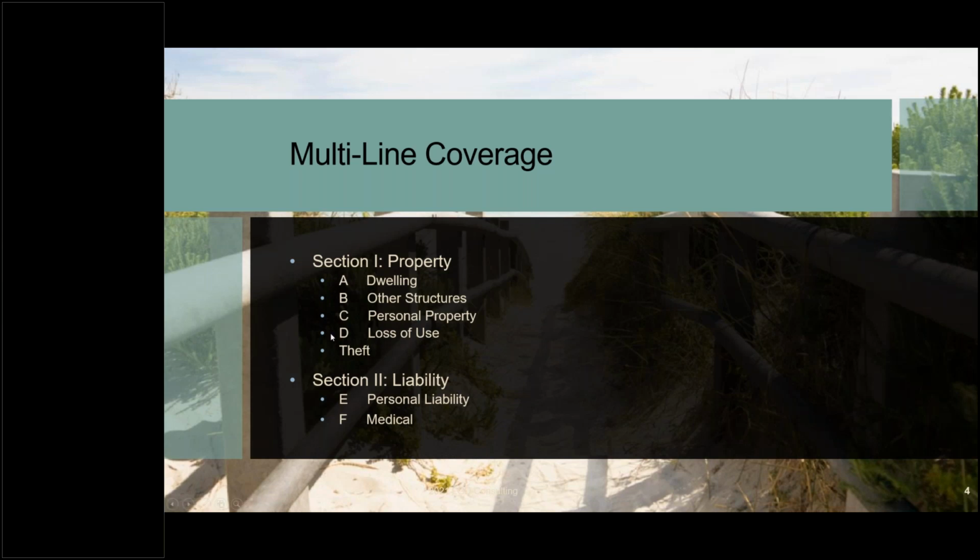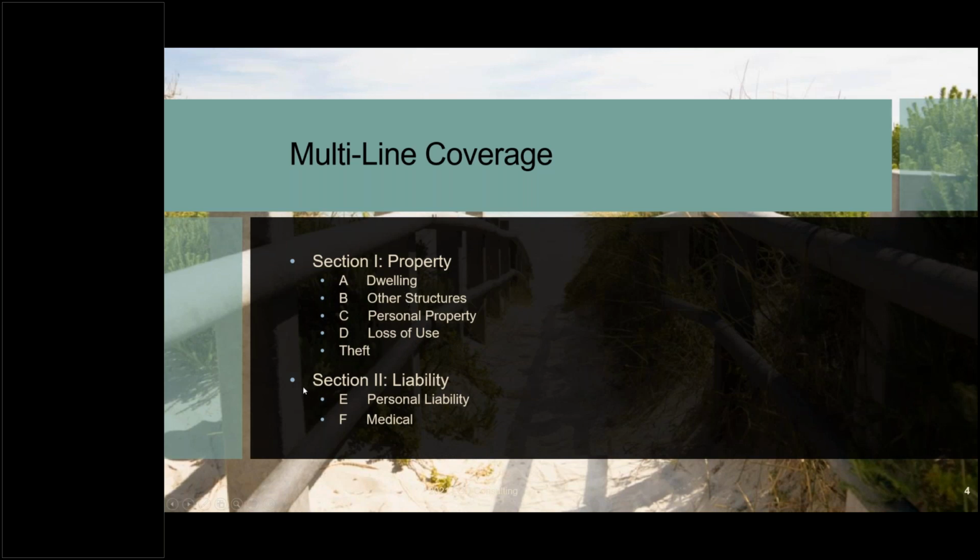To be honest with you, if I look closer at coverage D, it's broken down to D1, which is additional living expenses, and D2, which is lost rents. Why dwelling has the property section in 5 parts and homeowners only has 4 parts, I don't know. But realistically, it is the same, just a different name. Theft is included under the property section.